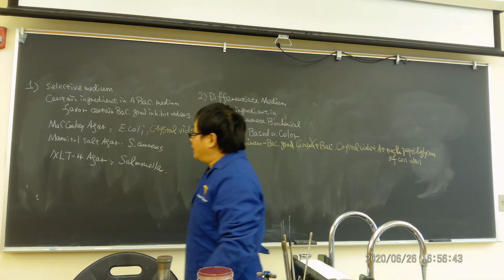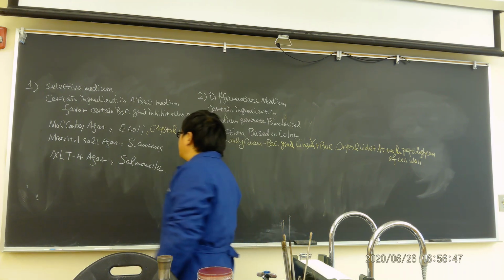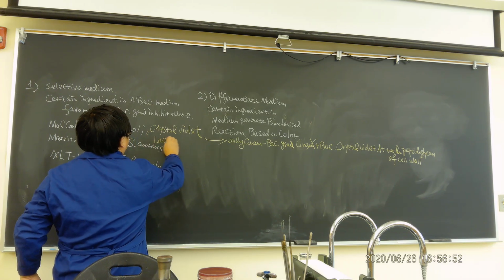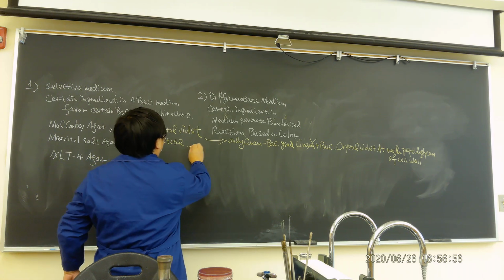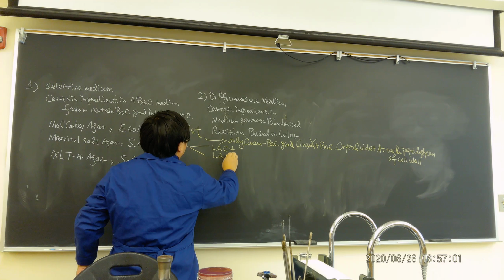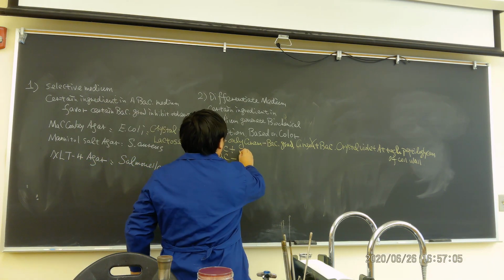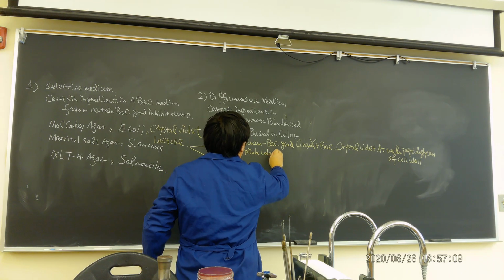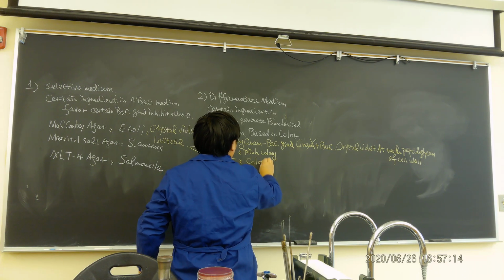Okay? Now I also want to mention MacConkey agar is also a differentiated media. Why? Because of lactose. Because of the lactose, they can be differentiated into lactose fermentation positive and lactose fermentation negative. If lactose fermentation positive, it is a pink colony. Lactose fermentation negative is colorless.